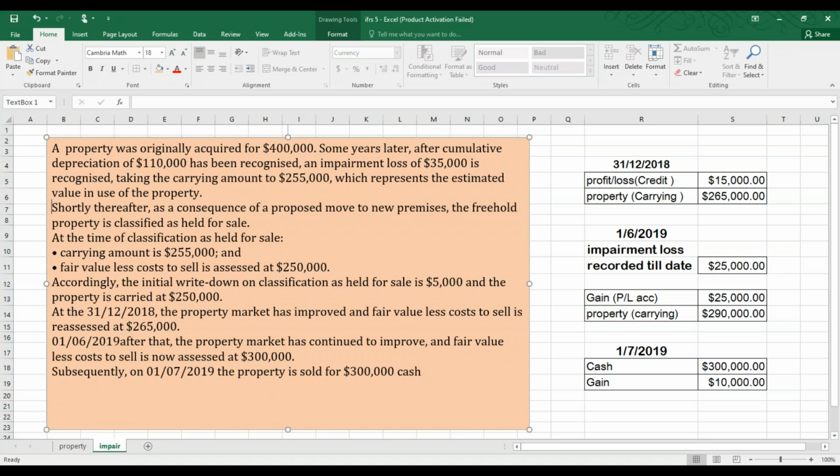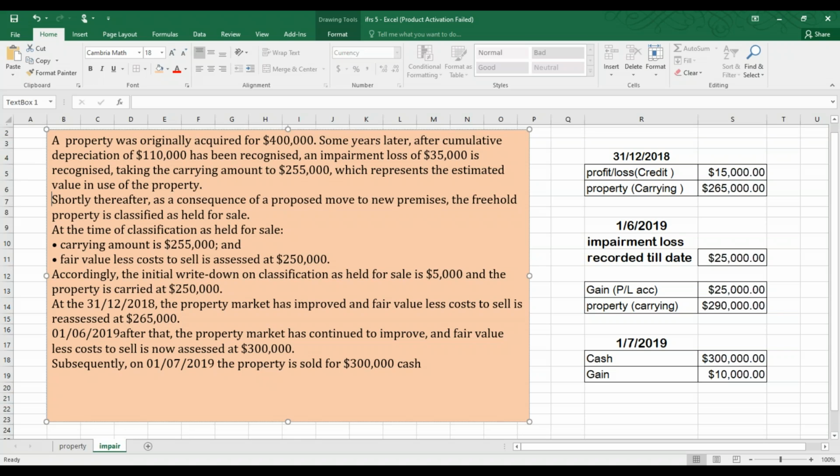Carrying amount is 2,55,000, but my fair value less cost to sell is actually 2,50,000. So I'm going to measure it when I have actually classified it as held for sale. So I'm going to measure it as per this amount.